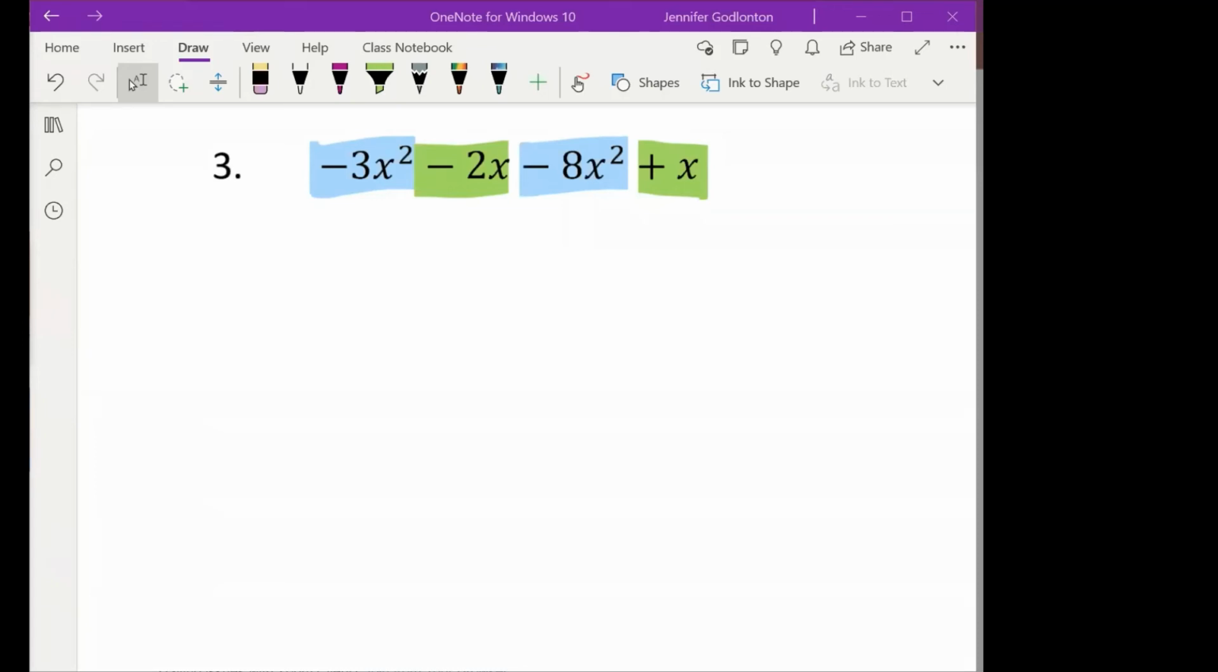Who thinks they can jump in here and save the day? Isn't it minus 5x to the power of 2? It's not minus 5x because this is a negative 3. That's my hint to you.